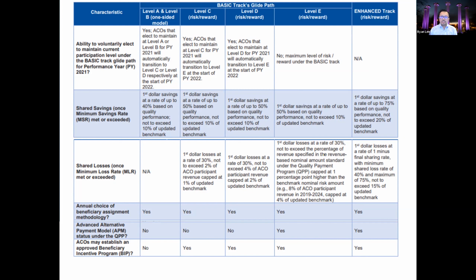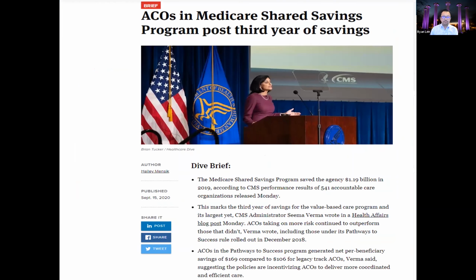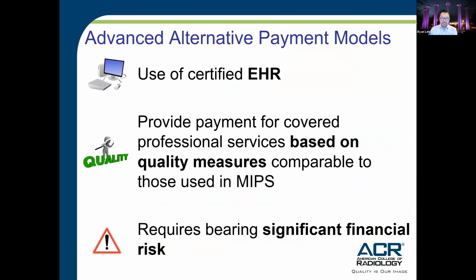And basically, the whole concept of an advanced alternative payment model is that you're going to be taking a lot more risk. And you can see in that enhanced track, which actually qualifies for that, your shared loss, your maximum loss, is up to 75%. So there's quite a bit of risk involved, but at the same time, there's quite a bit of upside if you're able to show that quality and decrease the cost at the same time. And with this revamped MSSP program, CMS did show that there was a pretty significant savings to Medicare. You can see there almost $1.2 billion of savings.